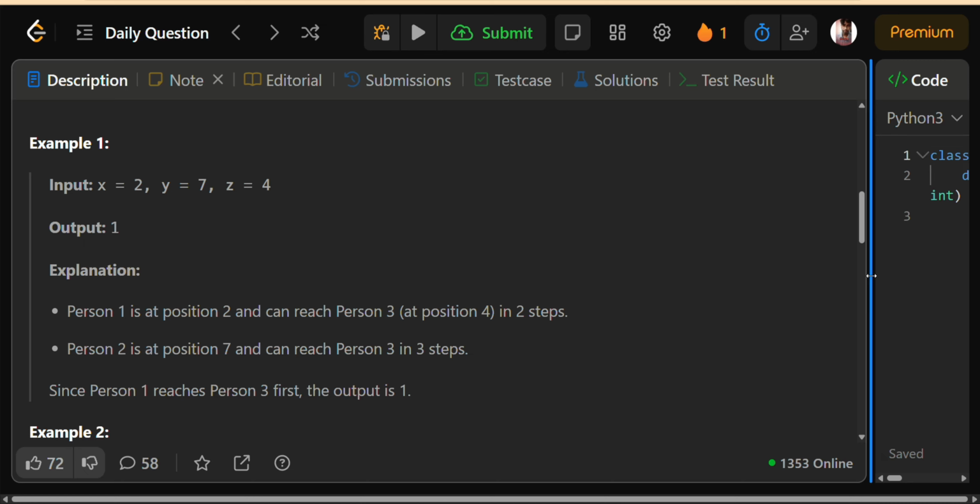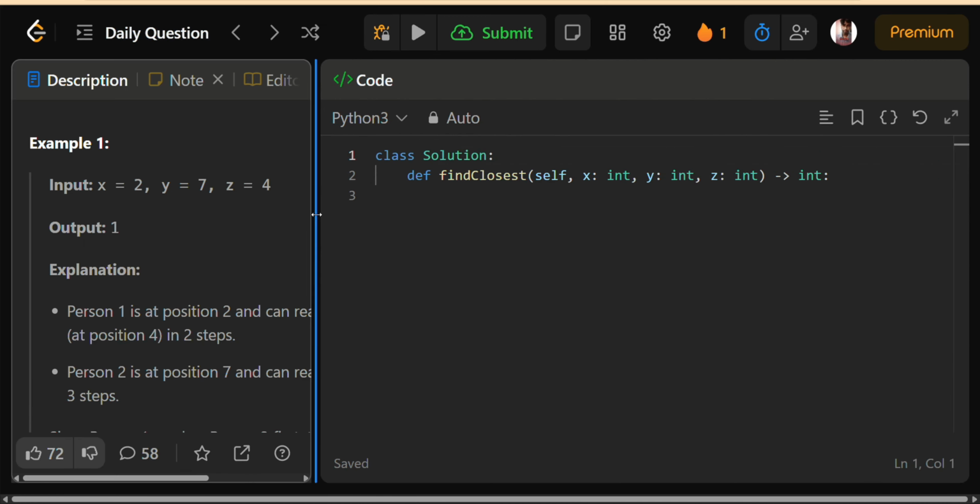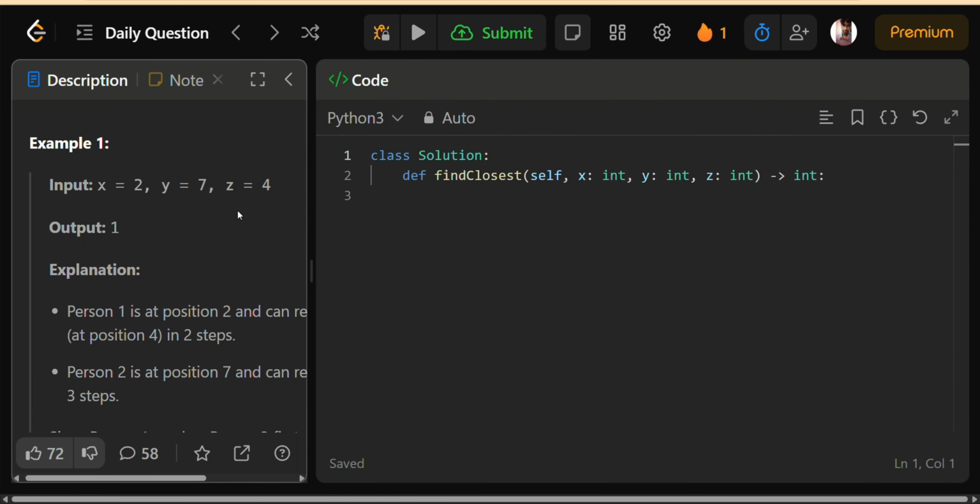Now, let's break down the solution approach. The key observation is that we only need to measure how far each person is from person 3. We calculate the absolute difference between their positions and the position of person 3. The distance between person 1 and person 3 is |z - x|. The distance between person 2 and person 3 is |z - y|. Once we have these two distances, it's a direct comparison.